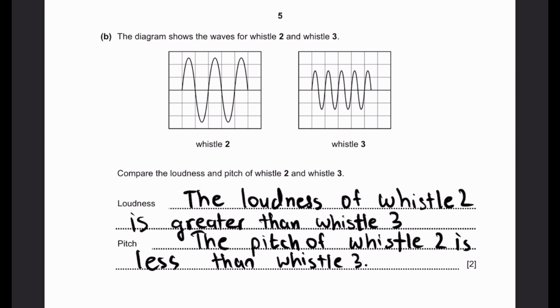The diagram shows the waves for whistle 2, which is given before, and now whistle 3. Compare the loudness and pitch of whistle 2 and 3. So loudness means amplitude, and if the amplitude is higher, then loudness is higher. So loudness of whistle 2 is clearly greater than loudness of whistle 3. That's what I've written here. Now for pitch. Pitch means the wavelength or frequency. If the wavelength is lesser, the pitch is higher. So because the wavelength is higher over here and it's lower over here, that means the pitch is lower for whistle 2 and higher for whistle 3. So we can write the pitch of whistle 2 is less than whistle 3. That's the answer. Question 4.